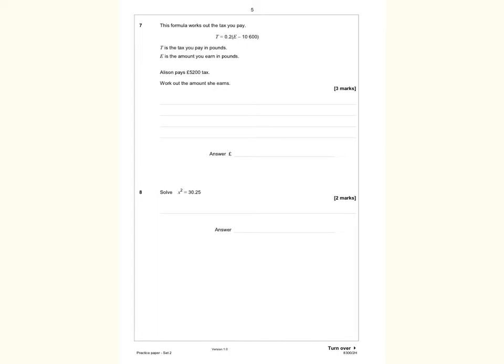Now, £5,200 tax. That means I can use £5,200 here, and I'll have an equation that I can solve for E. I can rearrange everything, make E the subject, and I'll get the amount for E. So let's write £5,200 is equal to 0.2 bracket E take away 10,600.